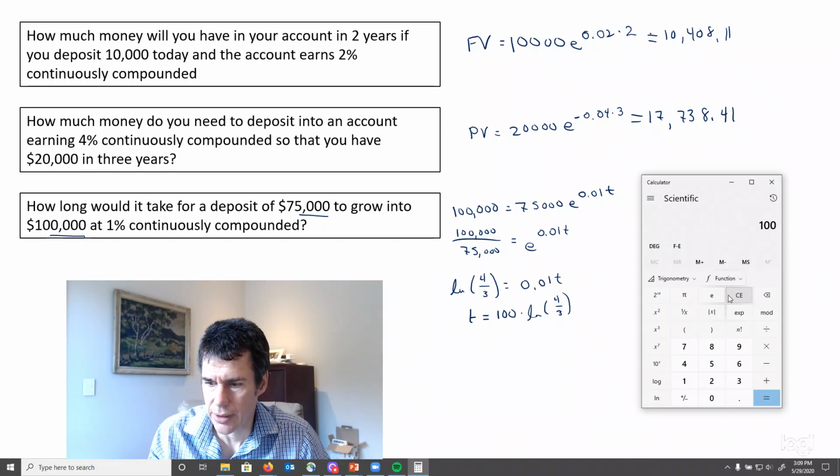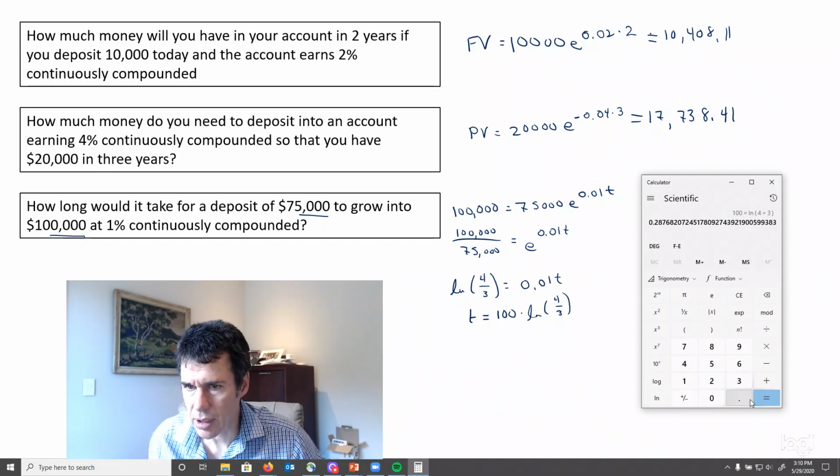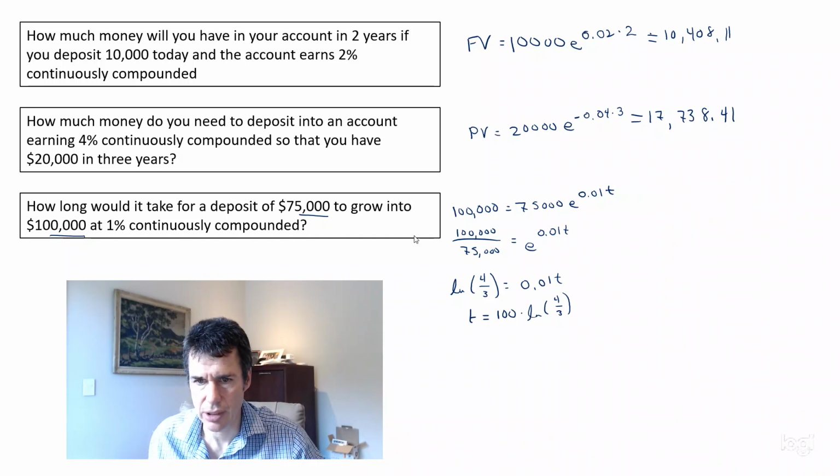So 100 times 4 divided by 3, natural log, equals 28.77 years. So t in this case equals 28.77 years.